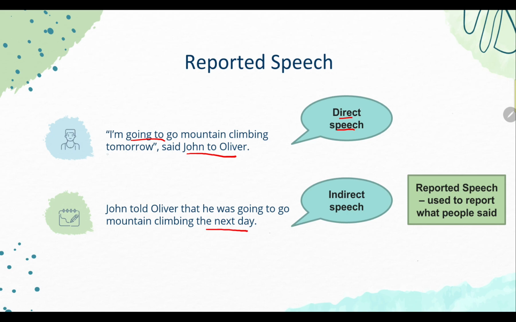Okay, we cannot use the word tomorrow, because tomorrow can be any day. Meaning mungkin John cakap dengan Oliver, okay, saya nak pergi mountain climbing esok. Tapi in the reported speech, we are not sure about the time. We cannot say tomorrow. We have to change it to the next day. So indirect speech is actually similar to reported speech. It is used to report what people said.